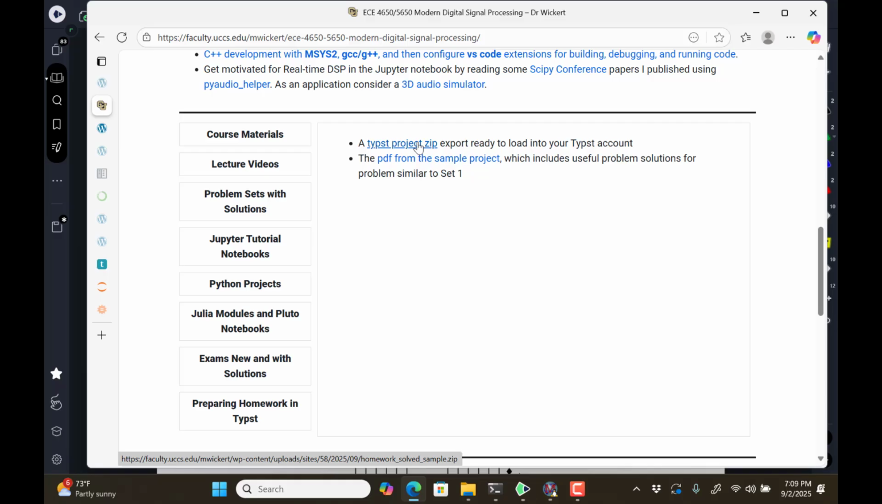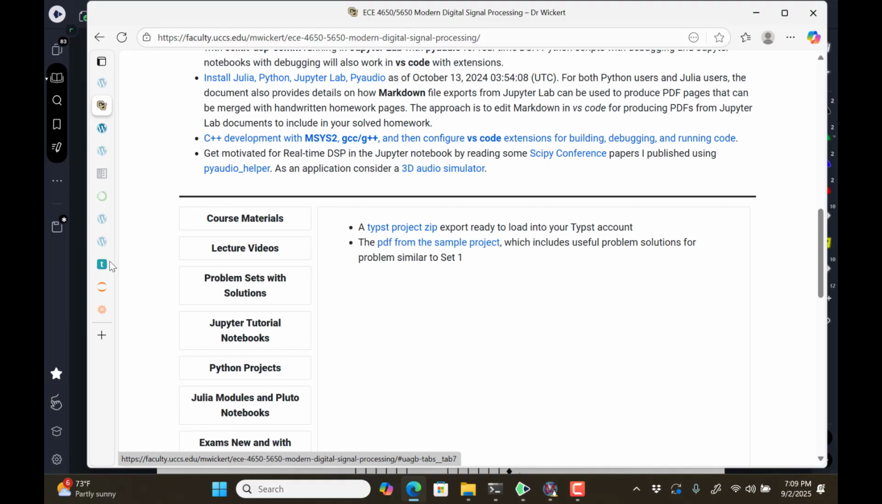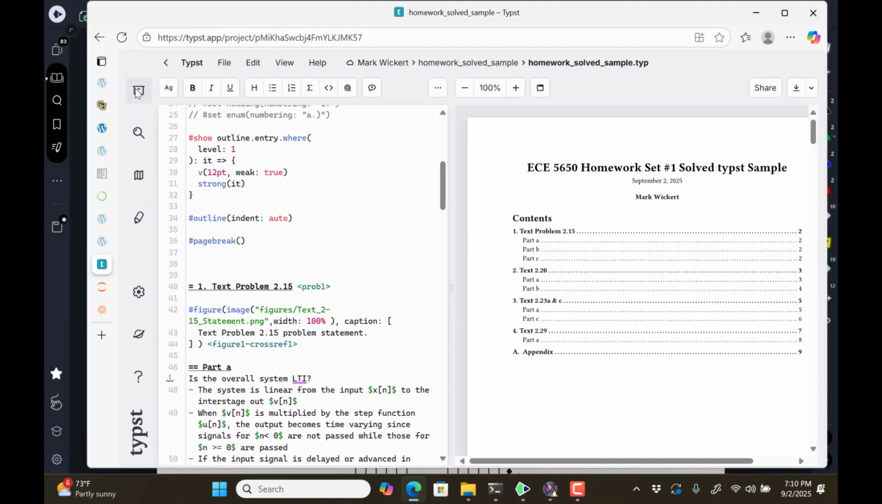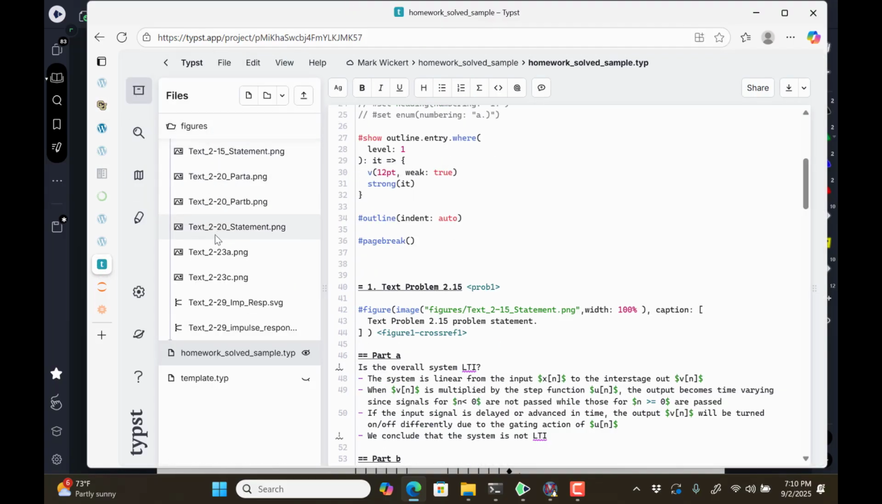So if you create a Typst account of your own, you would download the zip, and then you would unpack it, and then you would drag them into the Typst environment, and you could use them, and they would be sitting in your environment just like we have right over here. So over here we have the environment where I have a bunch of figures.